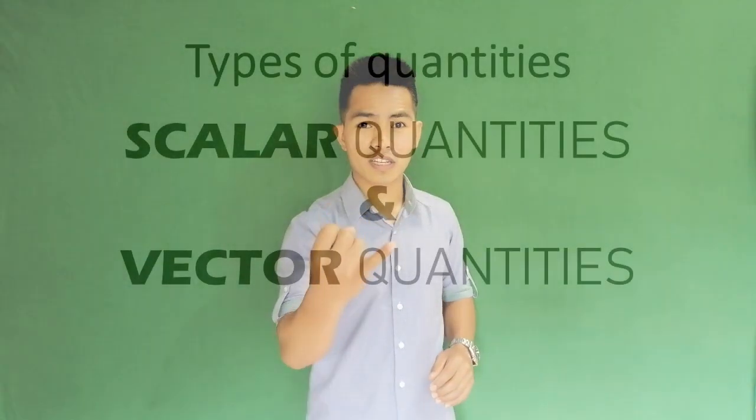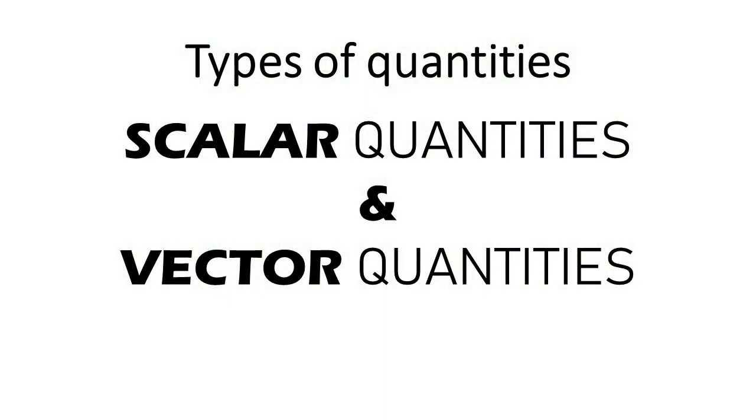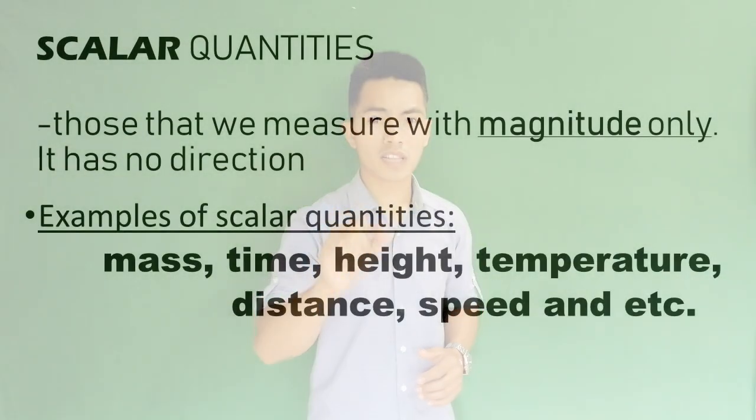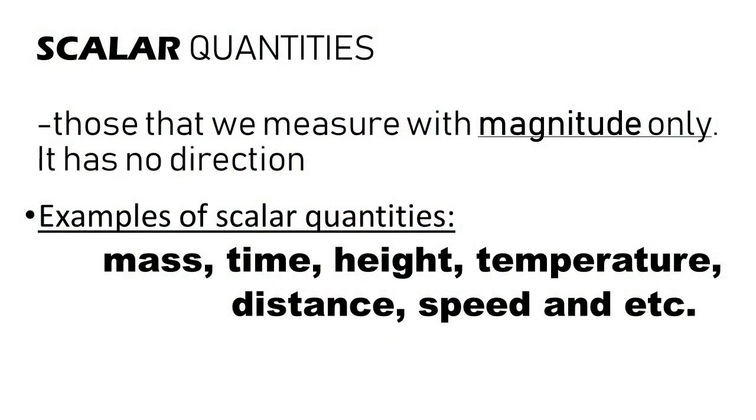Now, there are two types of quantities. One is scalar quantities and the other is vector quantities. What's the difference between these two? First, scalar quantities are those that we measure that have magnitude only and have no direction. Again, scalar quantities are those that we measure with magnitude only and without direction.